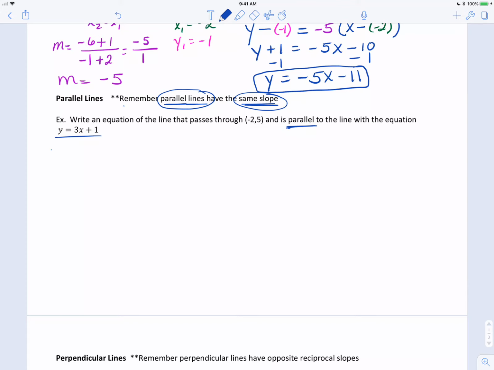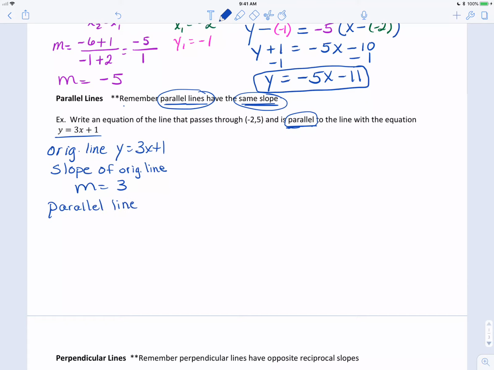All right, well, this y equals 3x plus 1 is an original line. Well, what do we need to know about that original line in order to create its parallel line? Well, we need to know what the slope of the original line is. Well, the slope of that original line is 3. So the parallel line slope will also be 3 because they have the same slope.